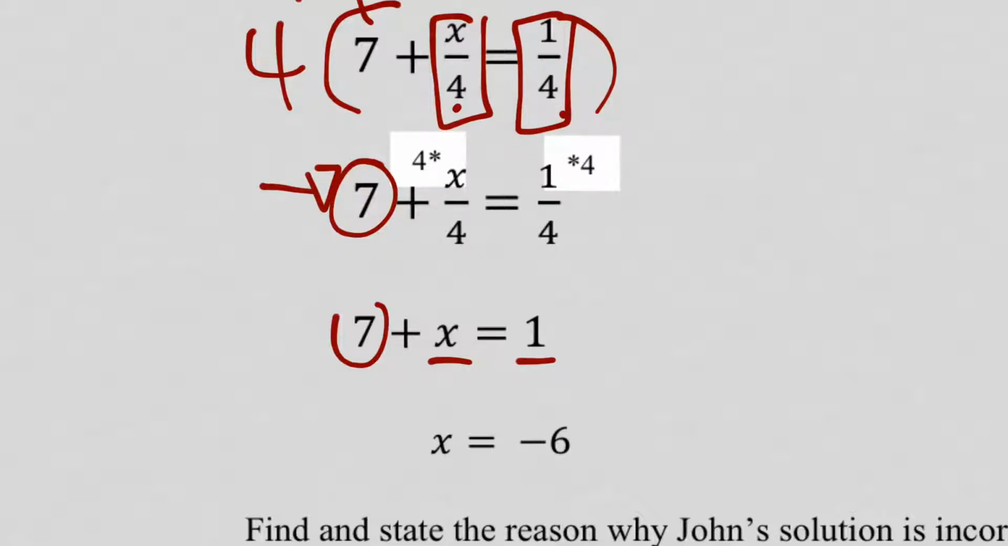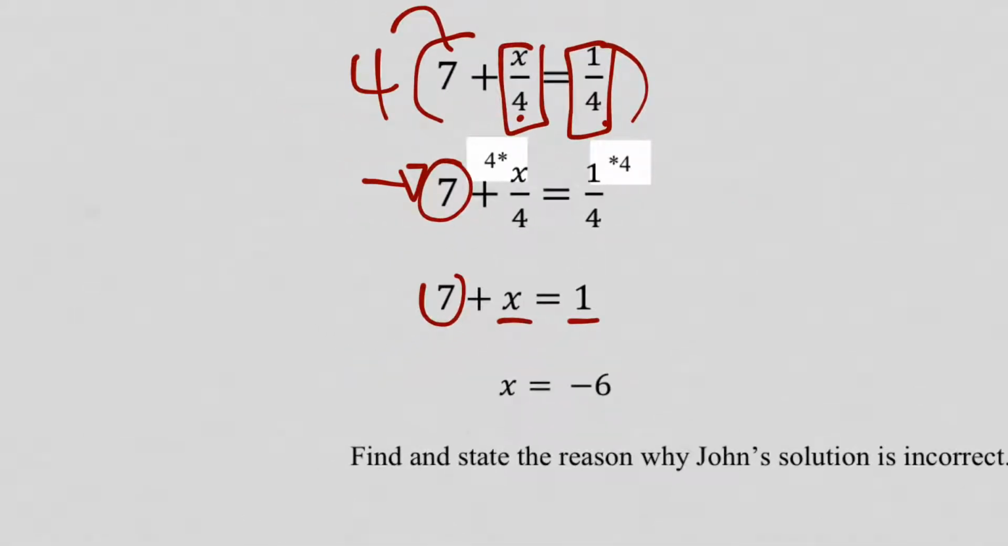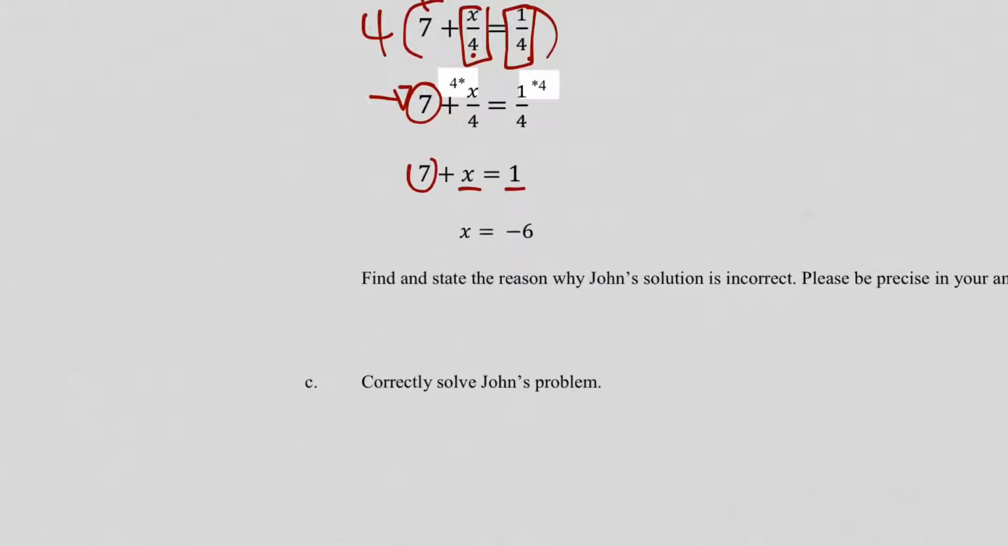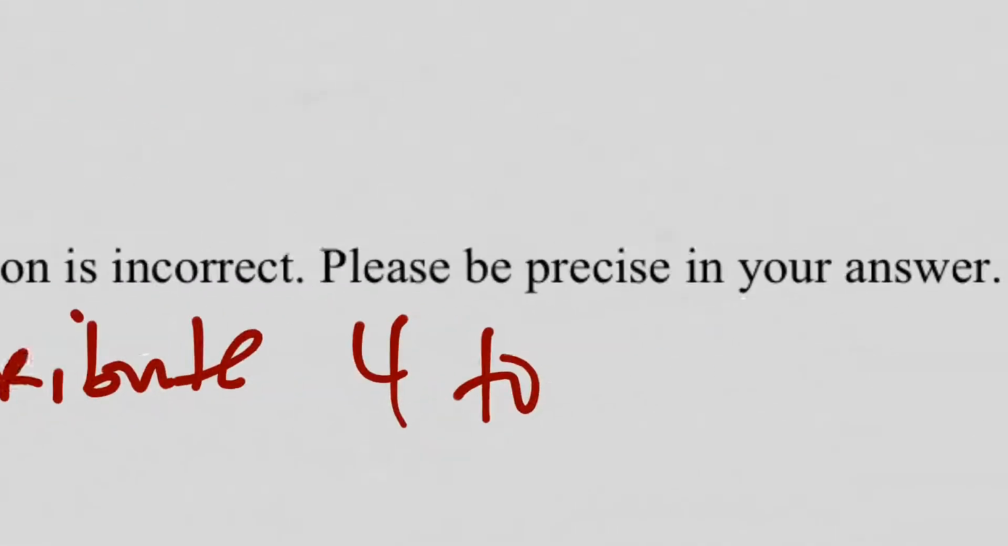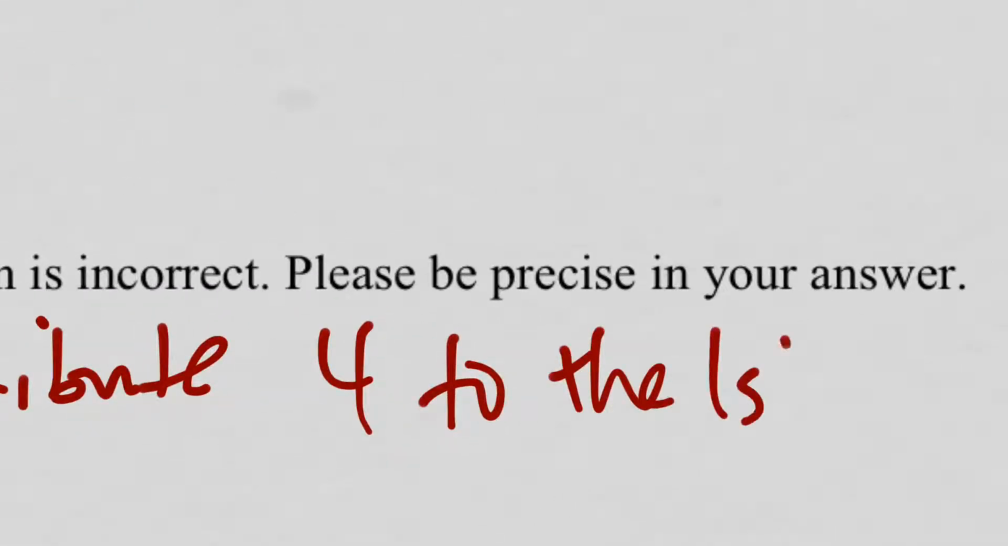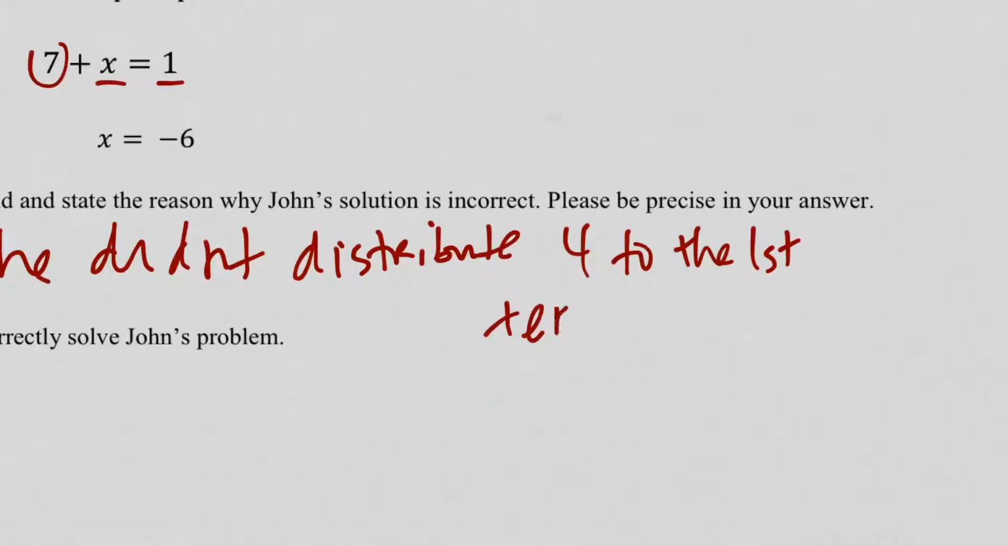You can't do that. You have to multiply everybody by the same denominator or the same value so that your equation is still equivalent. It looks a little bit different, but it's exactly the same thing. So his mistake was he didn't distribute 4 to the first term, and the first term was 7.